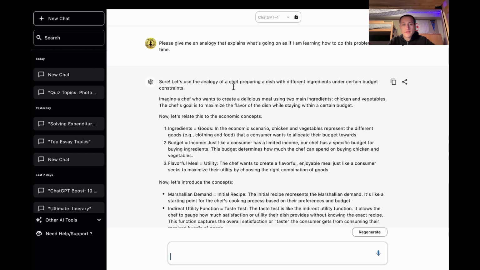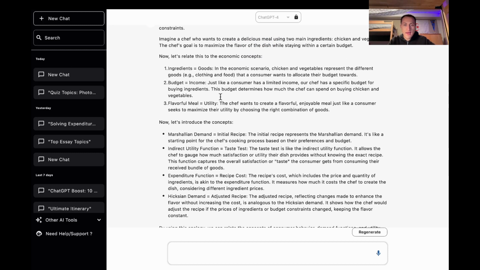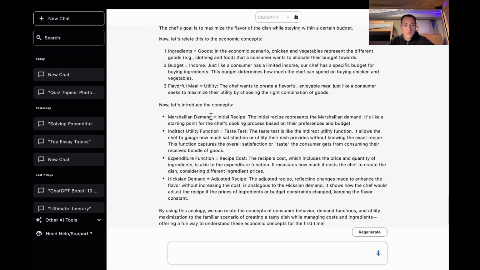In this case, it talks to you about a chef preparing a dish with different ingredients with a budget constraint. So then it does that, and what you can now form the picture of is a cooking scenario with abstract concepts like Marshallian demand, expenditure function, Hicksian demand, indirect utility function. So things that you can't really put in tangible form, it takes a tangible scenario and you can conceptualize it from there.